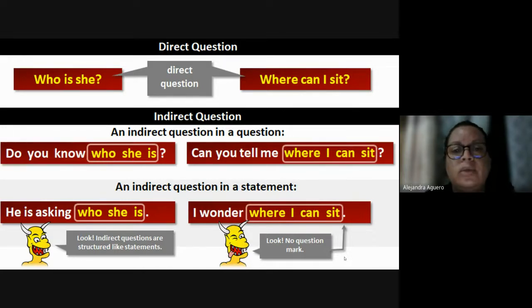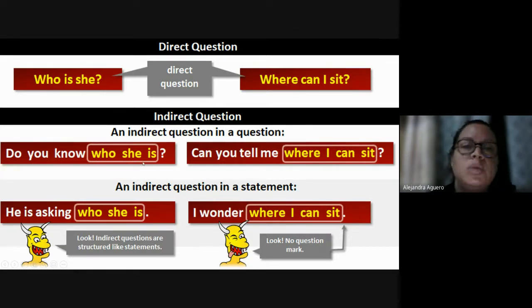We also have indirect questions. That is when we add an expression for being polite, something like, do you know? Can you tell me? I wonder if he would like to know, someone would like to know. It is when you want to be polite and you add a phrase at the beginning and then you ask the question. In these cases, guys, we make the introduction or the introductory phrase. Do you know? And then we ask the question.